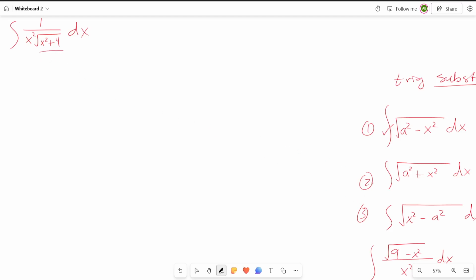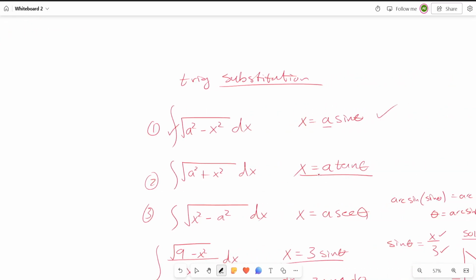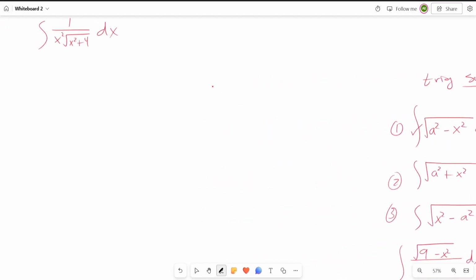This part is very similar to this part, right? So this is a scenario where we use x equals a tan theta. So we should substitute x equals a tan theta. Over here, this is a squared. So a squared is equal to 4. That makes a equal to 2. So x is going to equal a, which is 2, times tan theta.